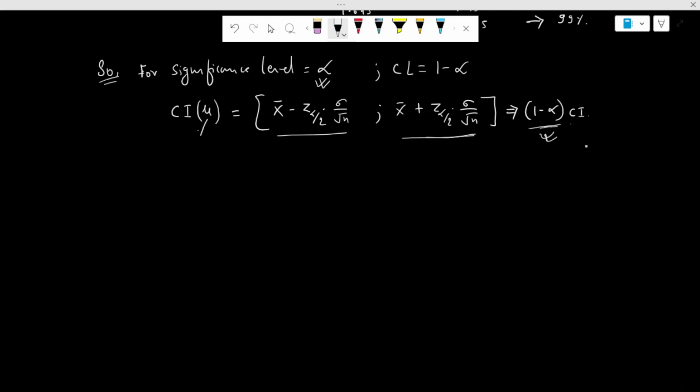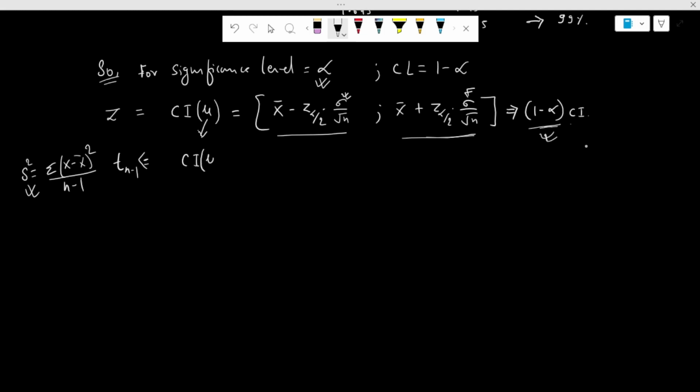Now, in this case, we are estimating the interval of the population mean, and we are assuming that we know the population variance. So in that case, we use our Z score. But if we don't know the population variance, then we'll have to use the sample variance. In that case, our Z score turns into a T score with n-1 degrees of freedom.